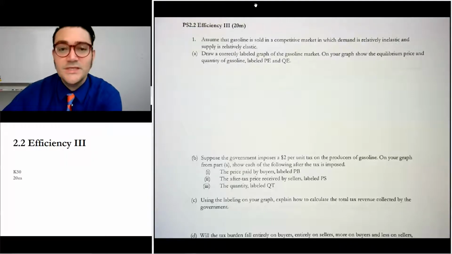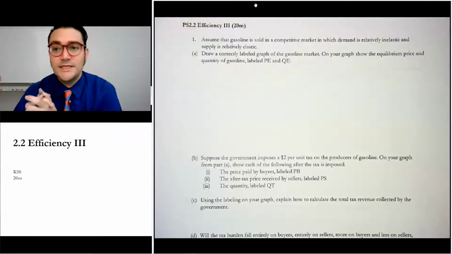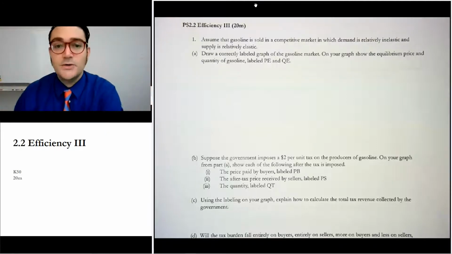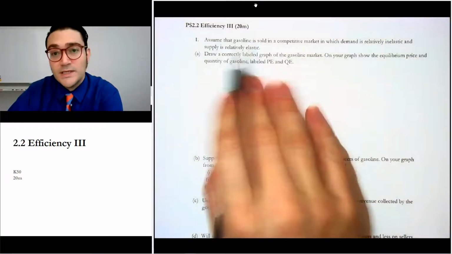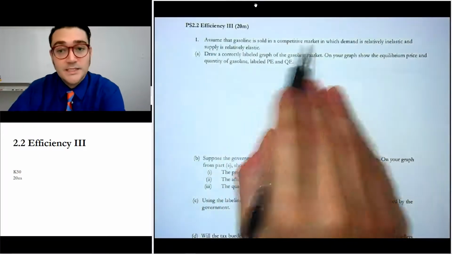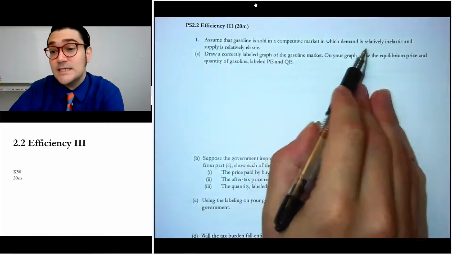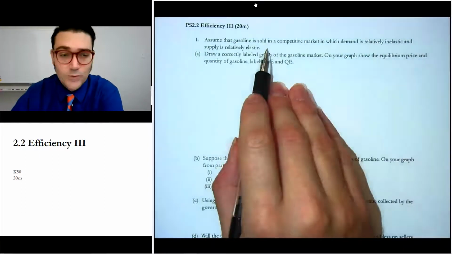Hi, everybody. So in this video, we're going to do practice problems related to taxes. Draw a correctly labeled graph of the gasoline market. And by the way, the one thing it says up here is pretty important. Gas is sold in a competitive market in which demand is inelastic and supply is elastic, relatively.